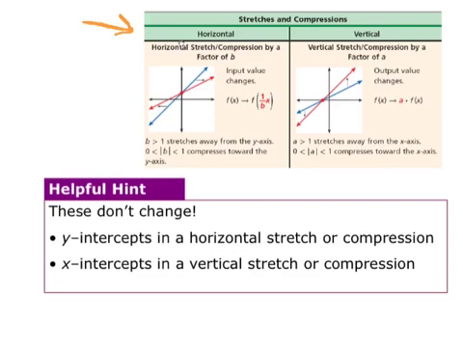Horizontal stretch or compression by a factor of b. Okay, that means that we multiply 1 over b times x in our function. Vertical stretch or compression by a factor of a. That means we multiply a outside of the function. If b is greater than 1, we're stretching away from the y-axis. If b is a fraction, between 0 and 1, we're compressing towards the y-axis. If a is greater than 1, we're stretching away from the x-axis. If a is a fraction, or between 0 and 1, we're compressing towards the x-axis.